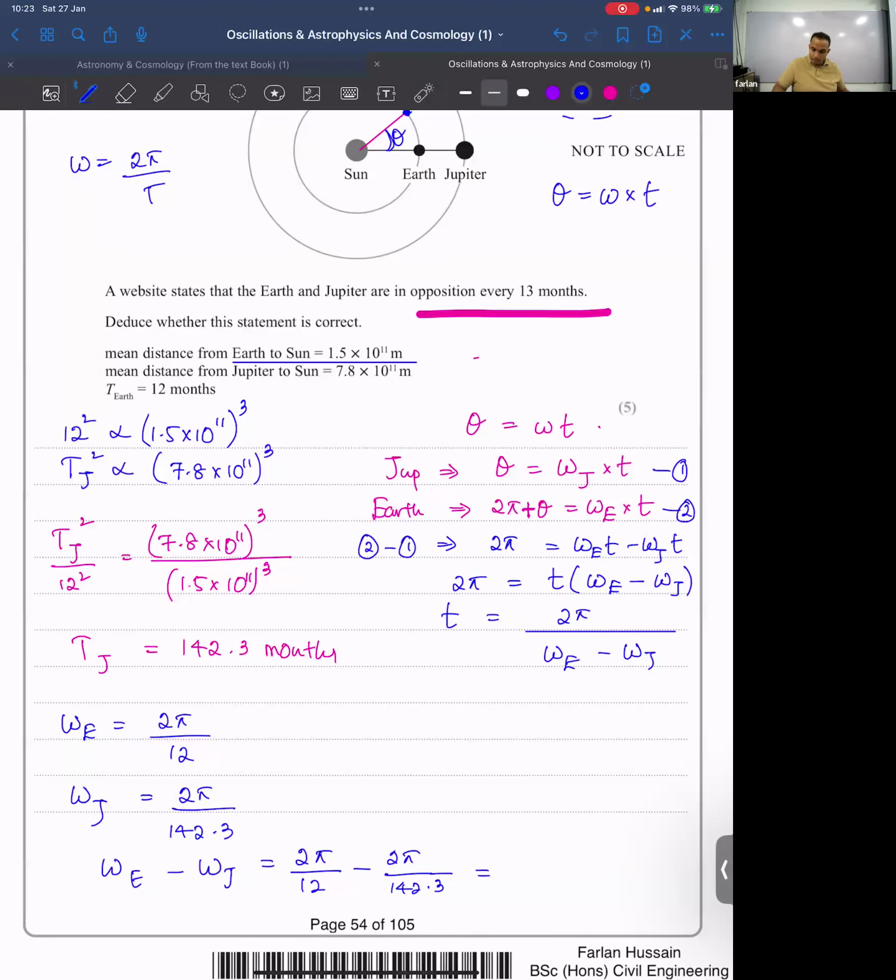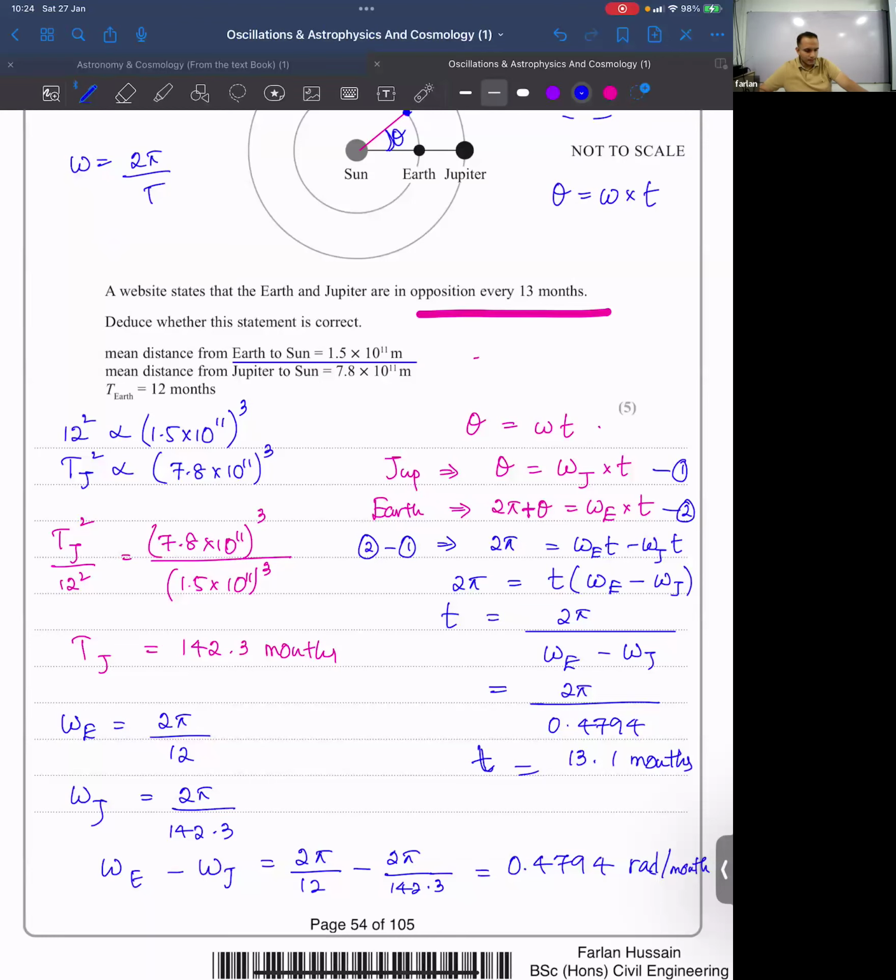I'm taking this in months. I didn't use a conversion. This omega is radians per month. Don't forget that, because I know I need the final answer in months. So that's going to be 2 pi over 0.4794. So 2 pi over that is exactly 13.1 months. Correct. 13.1 months.